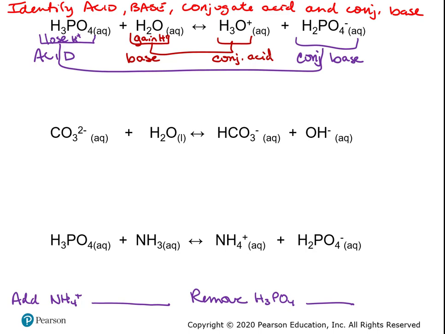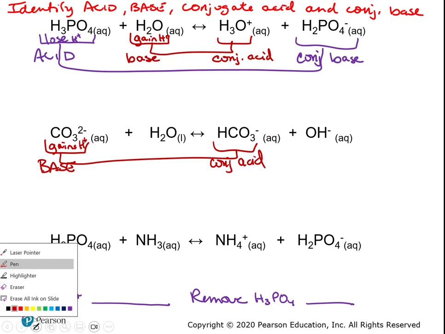Okay, next one. What is the pair to CO3 2 minus? HCO3 minus is the most similar looking molecule. So you just ask yourself, what happens? It gains that hydrogen, so it's a base. And that means HCO3 minus is the conjugate acid.